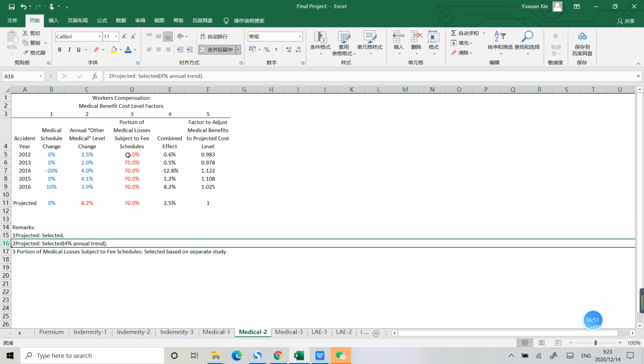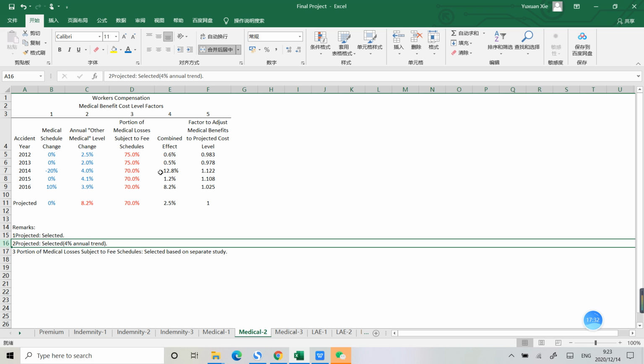Column 3 shows the selected percentages of medical losses by accident year assumed to be subject to the fee schedule. These percentages and their complements are used as weights to combine the changes in column 2 and the changes in column 3. The result is the combined effect in column 4. Column 5 converts the changes in column 4 into the factors needed to adjust the historical accident year reported medical losses to the projected loss cost levels.